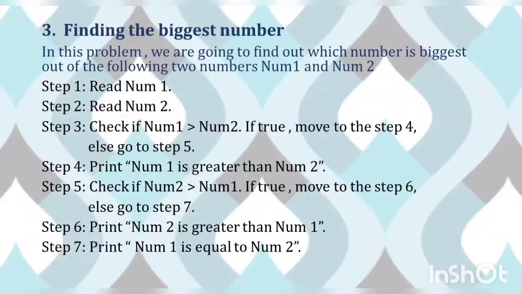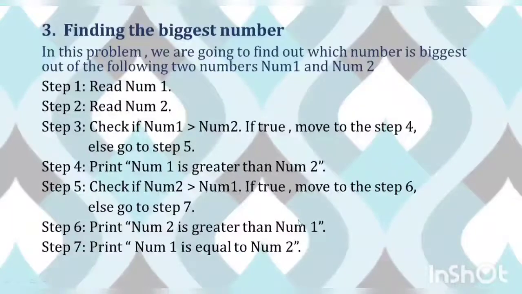So if it is true, then move to step 6. That is, if num2 is greater than num1, then print num2 is greater than num1. And if in case num2 is also not greater than num1, then definitely it has to be an equal number. So print num2 is greater than num1 if num2 is greater. Otherwise, go to step 7, that is, print num1 is equal to num2.